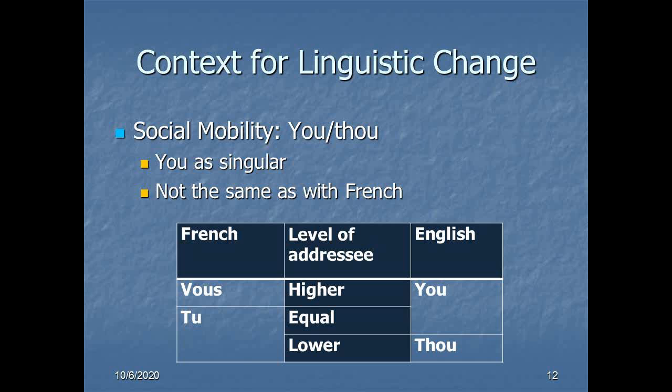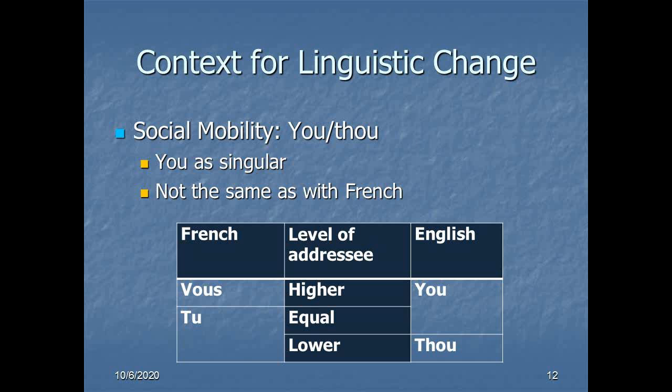French still uses tu, and English does not use thou. And here what we want to bear in mind is that there are effectively three levels in society. There are three levels relative to any given speaker, that is. You can be speaking to an equal, you can be speaking to someone of higher status than you, or you can be speaking to someone of a lower status than you.